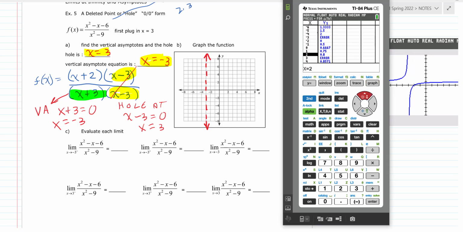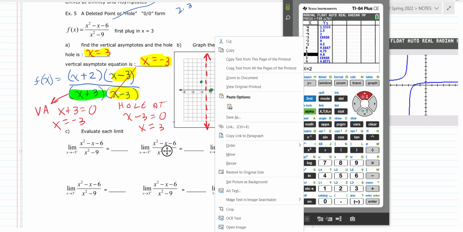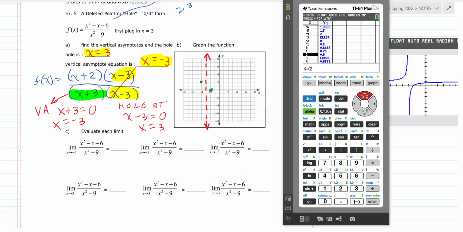I see -4, 2. I like that one. Then I see -2, 0. I like that one. I've got -1 and 0.5. And that's probably good enough.